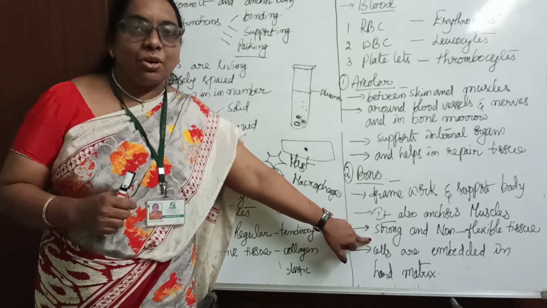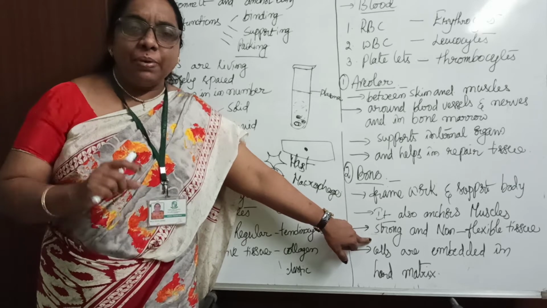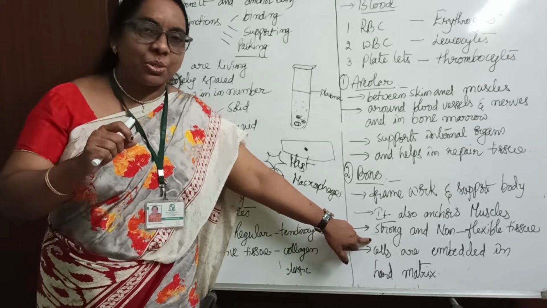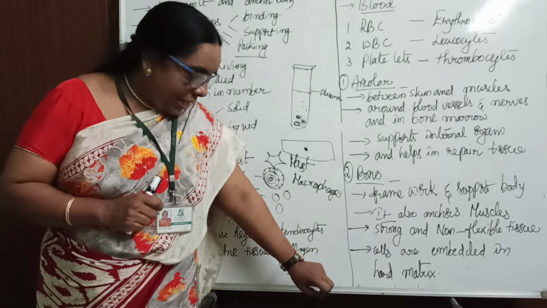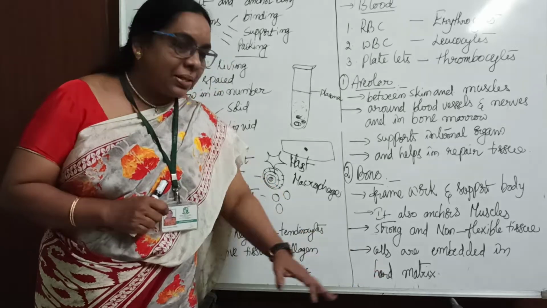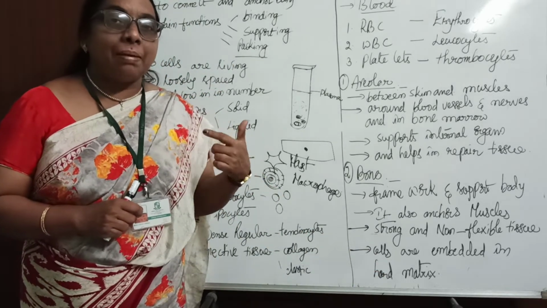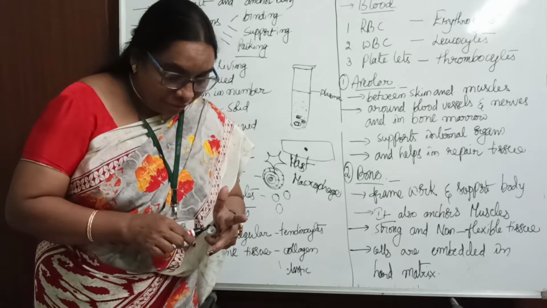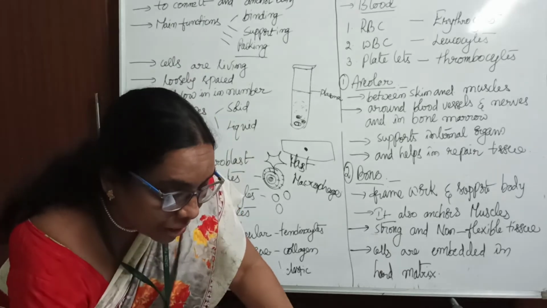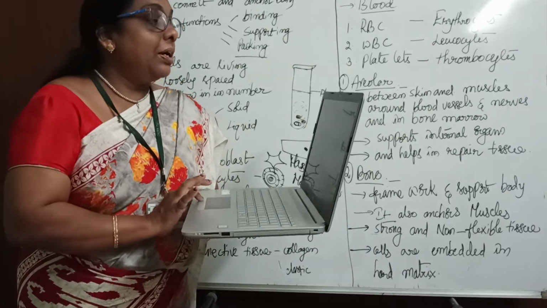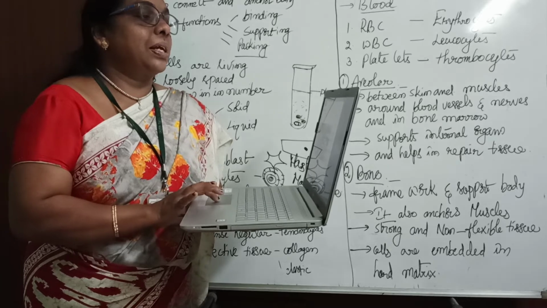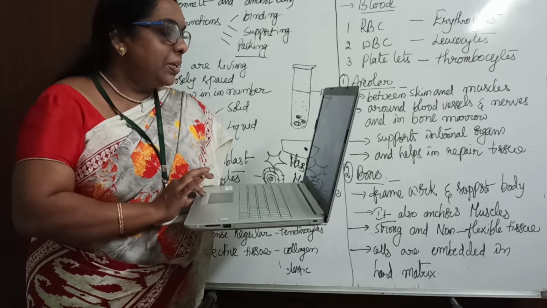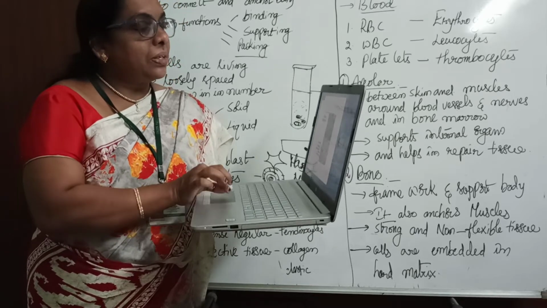What is the meaning of this strong and non-flexible tissue? It means it does not bend. It's very hard, because it's made up of calcium salts and phosphate salts. Now, not only that, all these osteocyte cells are embedded inside the bone tissue. If you look at the picture of the cross section and observe, we can see how the cells are arranged. When you go for this cross section of the bone, we can see the circular framework.